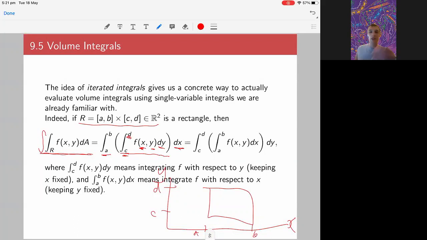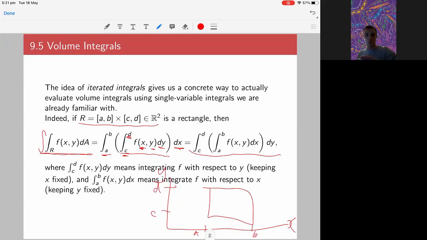Now, it turns out that if your function is sufficiently well behaved, and continuous functions are an example of functions that are sufficiently well behaved in this context, then it doesn't actually matter which order you do this integral in. You can integrate with respect to y and then with respect to x, or you can integrate with respect to x and then integrate with respect to y.